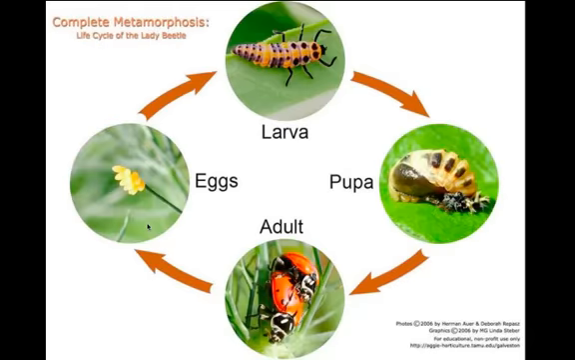Complete metamorphosis includes a larval stage, which is specialized for eating and growing. Maggots and caterpillars are examples of larvae. They don't look like the adult. So the egg hatches into a larva, which then goes into the pupal stage, which is in the cocoon, and then emerges as the adult. Most insects reproduce sexually with separate males and females, and they have internal fertilization.